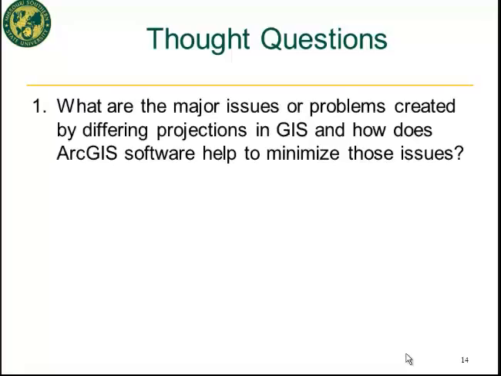Let me end this preview with a couple of questions. What are some of the major issues or problems created by differing projections in GIS? And how does our GIS software help to minimize those issues? Your text has some illustrations and explanations of problems with projections, and then I think after completing the assignments you will appreciate how ArcGIS helps you manage coordinate systems.